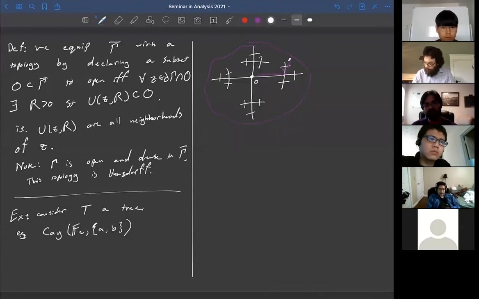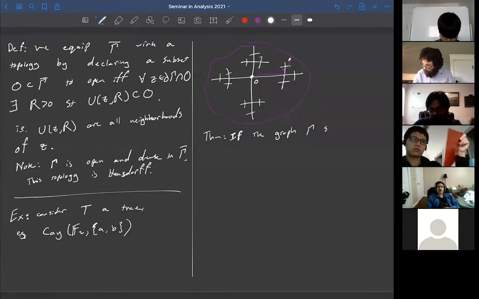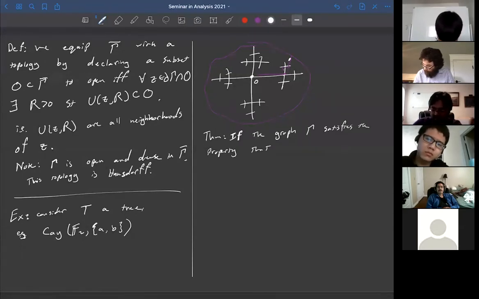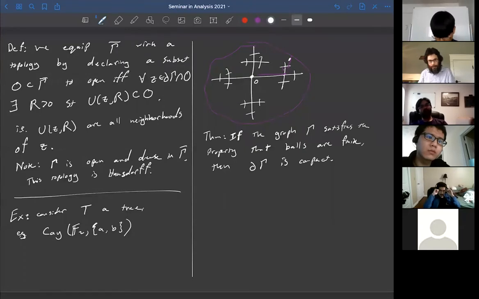And in fact, we might as well make this a theorem. So the theorem is that if the graph gamma satisfies the property that balls are finite, then the boundary will be compact. And the argument for this is exactly the argument I was telling you. So it's no different than the argument for the tree.